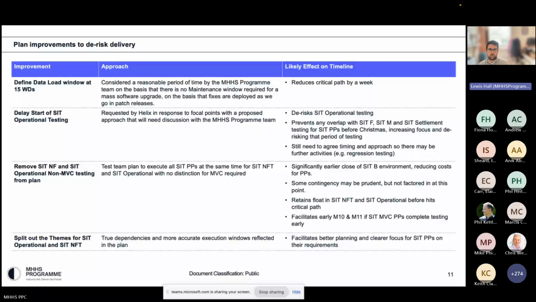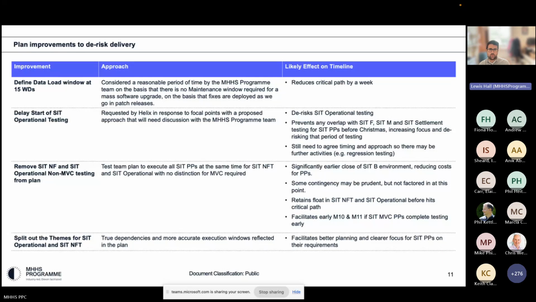We're proposing to run SIT non-functional and SIT operational as a collective cohort rather than having an MVC and non-MVC approach like we do with SIT functional. So again, that focuses on taking all of the SIT participants through testing at one time, and ideally then gives the SIT B environment back sooner than it would if we needed to keep it around for the non-MVC to complete testing, which, whilst it creates a little bit of contingency in the plan, hopefully saves some costs as well.